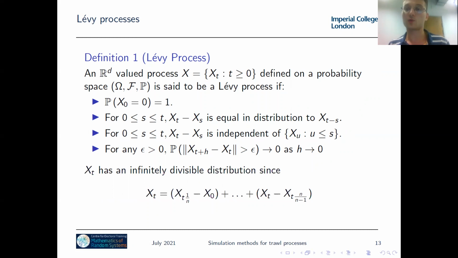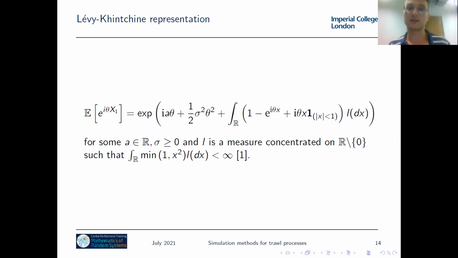An important theorem, which we will generalize to Levy basis, is the Levy-Khintchine representation, which gives us an expression for the characteristic function of an infinitely divisible random variable. To understand this expression, we can separate the first two terms from the last term. We can recognize the first two terms as the characteristic function of a Gaussian random variable, whereas this is a jump part and can be thought of as a compound Poisson process.